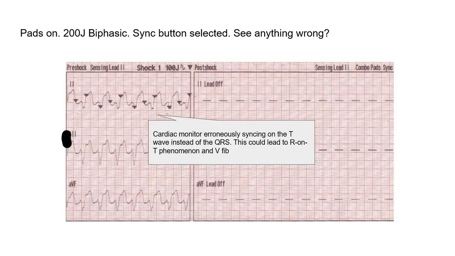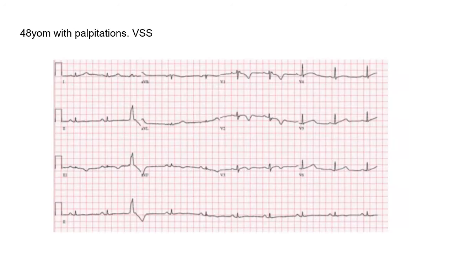So the cardiac monitor is synchronizing on the T wave instead of the QRS. If you shock this, then you could lead to VFib. So one way to do it is just to adjust your pad placement and make sure that you try to get that corrected before you shock the patient.